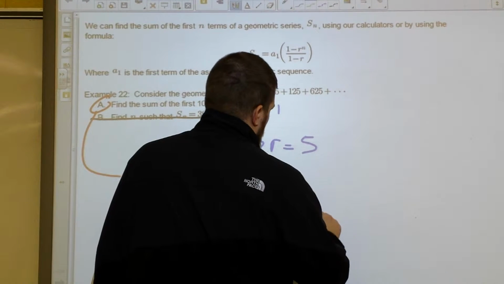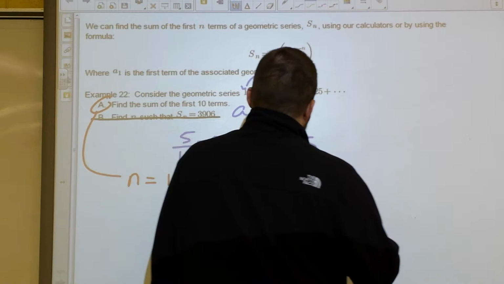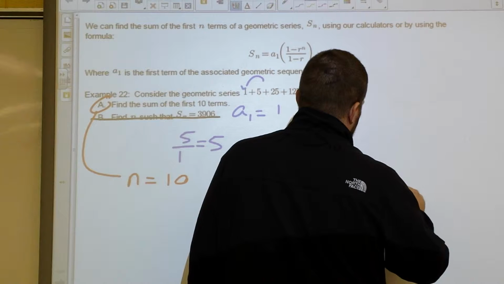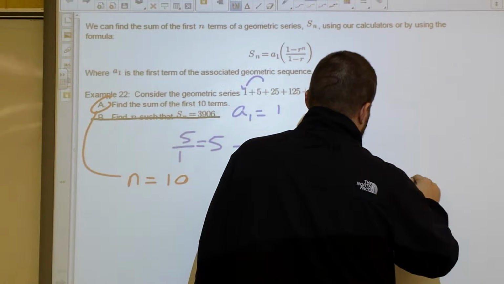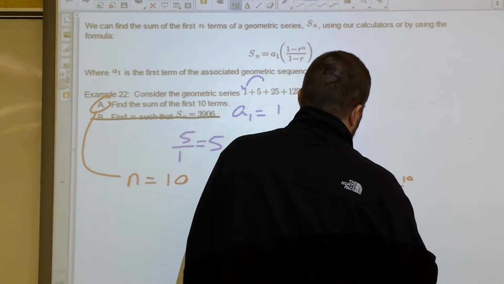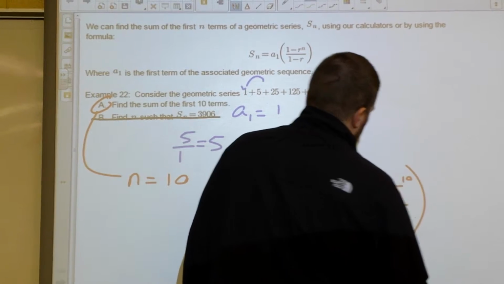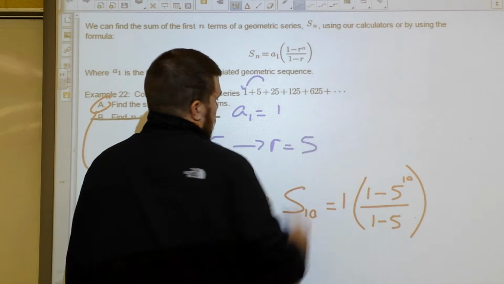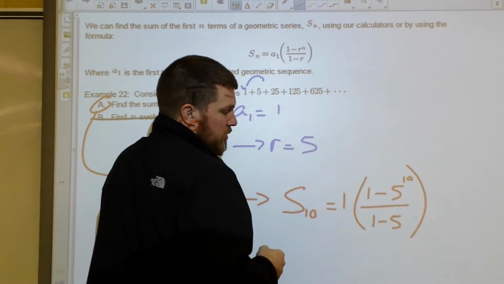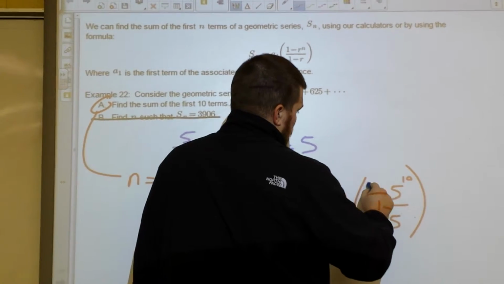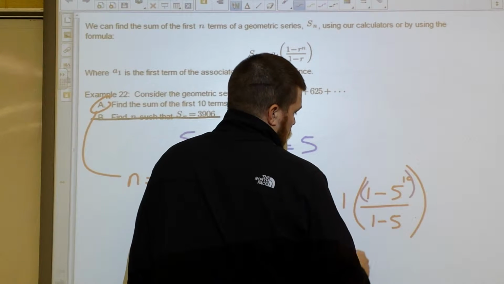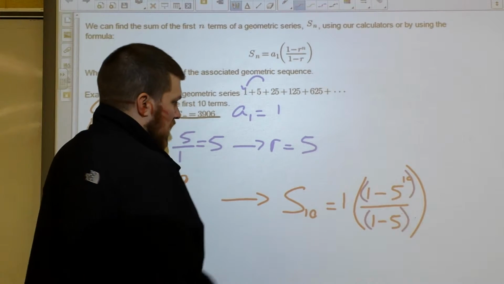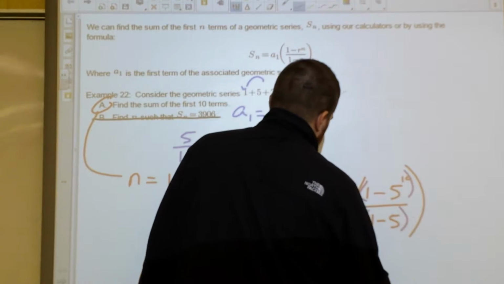So S of 10 is going to be my first position, so 1 times 1 minus my common ratio of 5 to the 10th power, all over 1 minus 5, close parentheses. Now, we can type this in our calculator exactly the way it is, but we have to make a few modifications. So first off, I have more than one thing on the top, so I need to put that in parentheses. Also, more than one thing on the bottom, so I need to put that in an extra set of parentheses. Be sure you include the red parentheses on the outside.